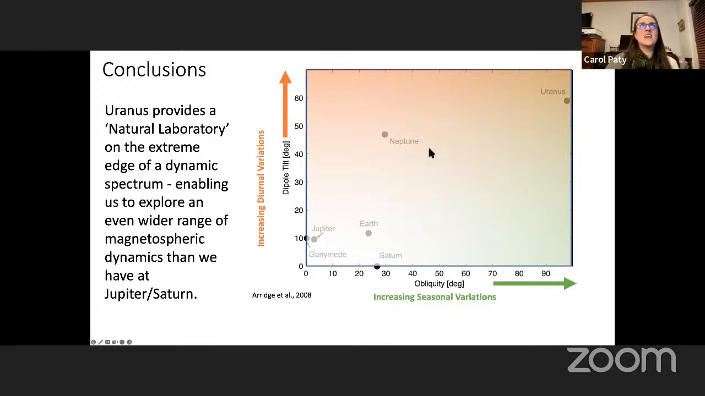And if we just look at it on the spectrum, we've got Jupiter, Earth, Saturn, Neptune, in terms of their increasing diurnal variations due to the dipole tilt and increasing seasonal variations due to the obliquity, to the extreme tilt of the rotation axis. And all the way over here at the top corner of that spectrum is Uranus. So it really is an end member within our own stellar backyard to study those extreme geometries and that extreme portion of the dynamic spectrum of moon magnetosphere interactions.